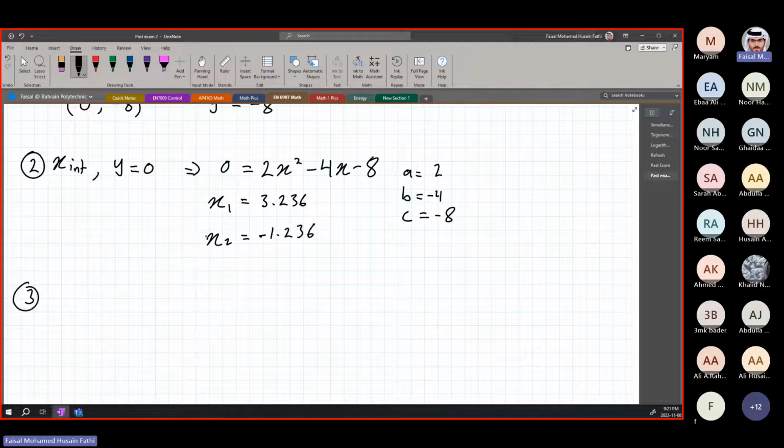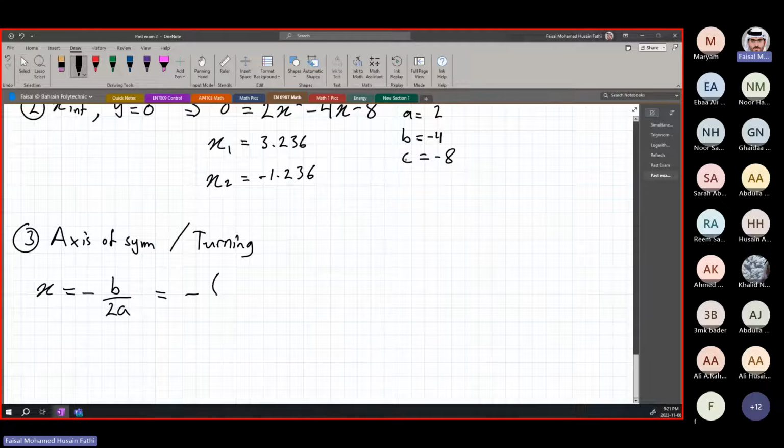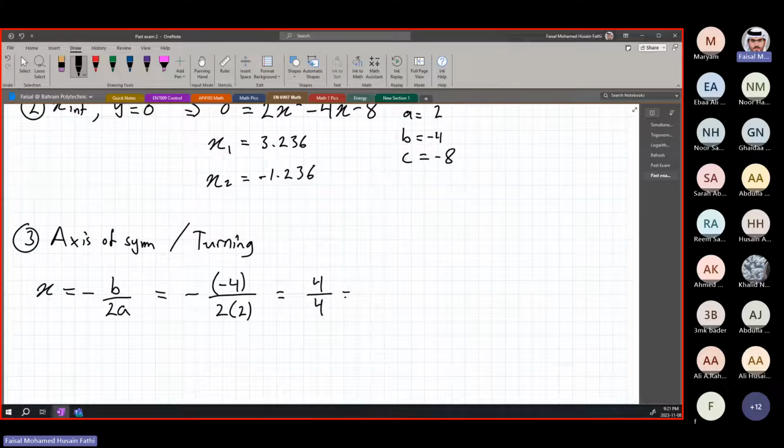Then the third step is finding the axis of symmetry and your turning point. I'm combining steps 3 and 4. Usually they're separate steps, but I do them at once. What does this mean? We have to find the value when x is equal to minus b over 2a, which is minus of minus 4 over 2 times 2, which is plus 4 over 4, which is equal to 1. All right. So that's perfect because we already found it. No, we didn't find it, sorry, I made a mistake.